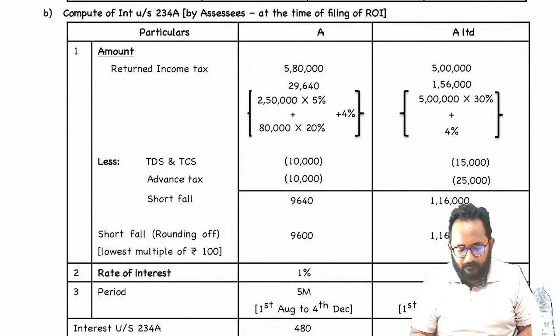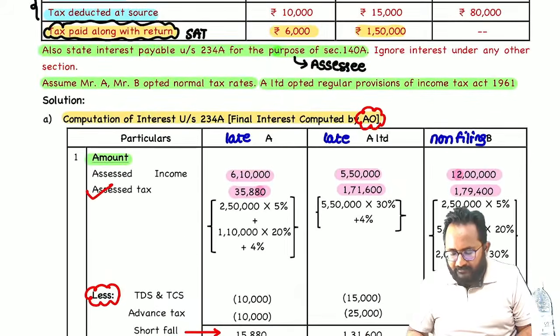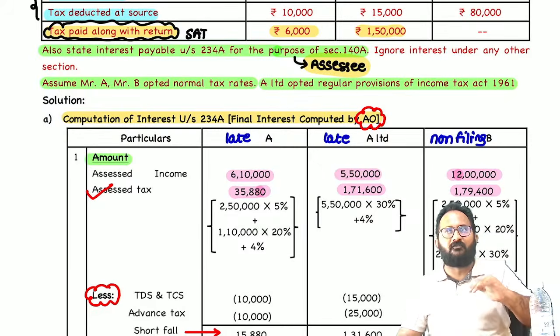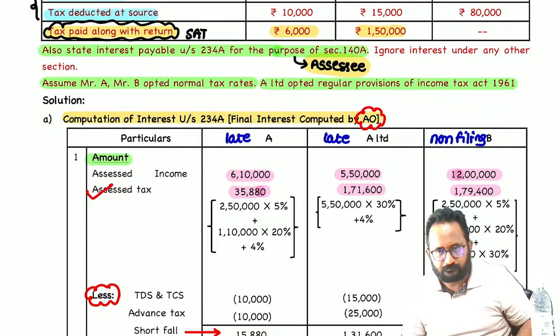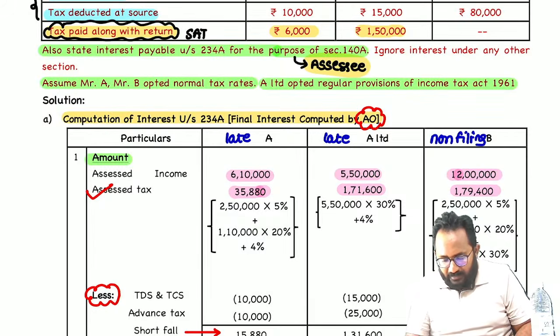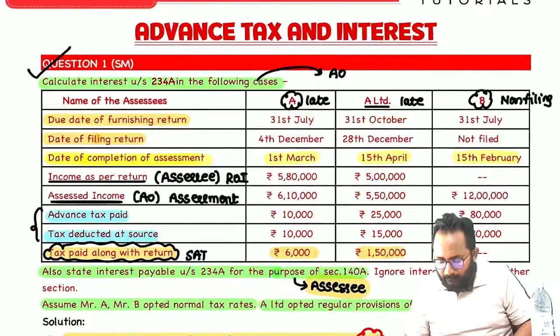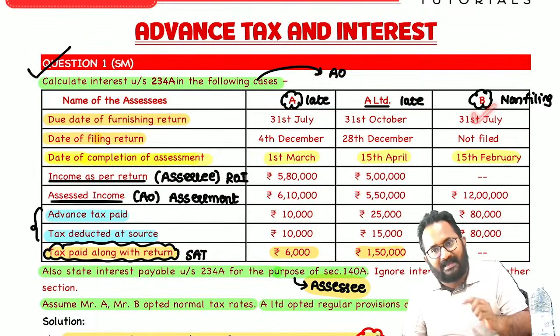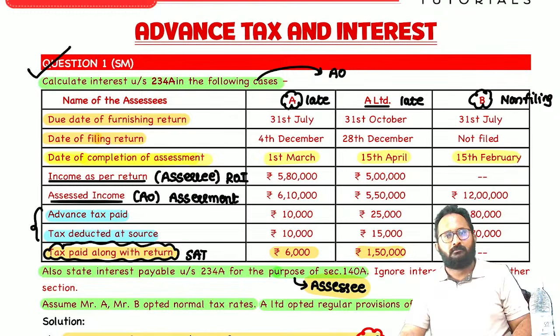Interest under section 234A, they are asking computation by whom? SSC. Now tell me, SSC can compute the interest only in case of what? Late filing. Who will compute interest in case of non-filing directly? AO. SSC will compute only in these two cases. This is directly computed by the AO.